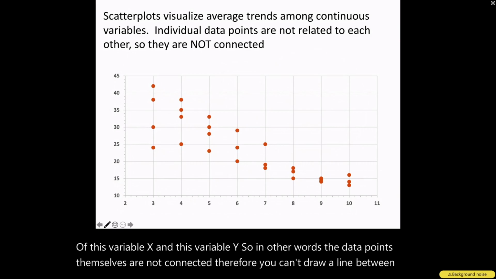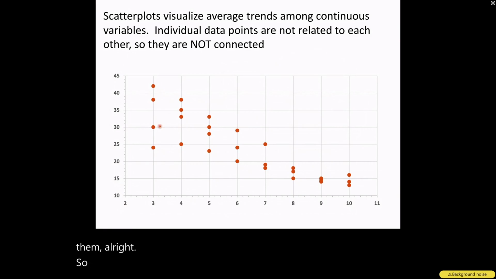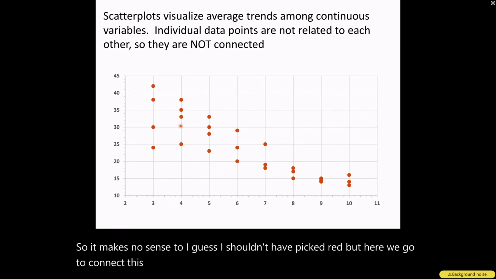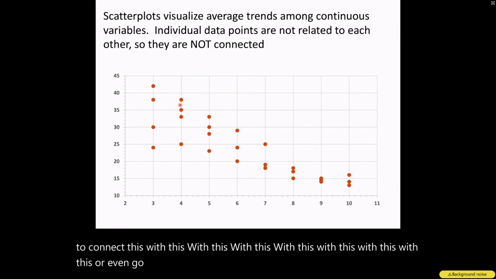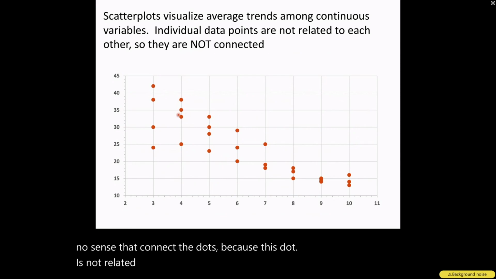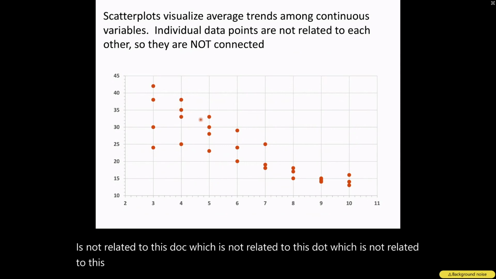All right. So it makes no sense to, I guess I shouldn't have picked red, but here we go, to connect this with this, with this, with this, or even go here, here, here, ding, ding, ding. Right. It makes no sense to connect the dots because this dot is not related to this dot, which is not related to this dot. These are just different data points where X was measured and where Y was measured.